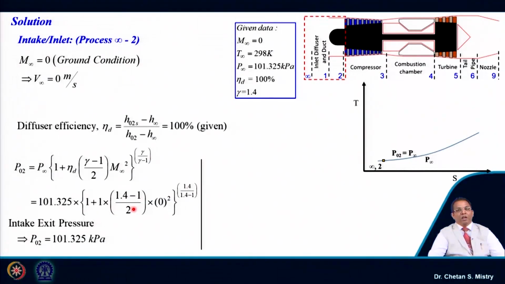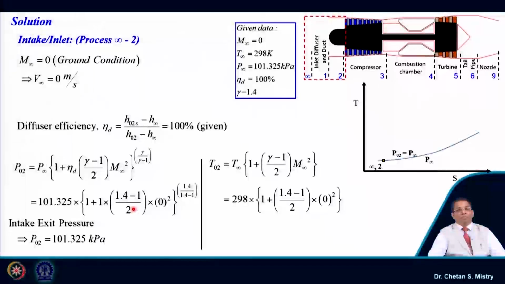Now, for the temperature, we know it is independent of my diffuser efficiency, but it is a function of Mach number. Since my Mach number is 0, we can say my exit temperature is 298 Kelvin.